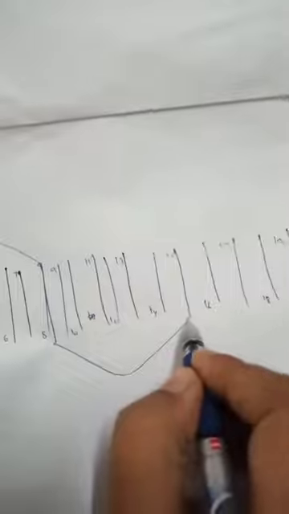So back connections is 1 to 8. Then 8 to 15, I have done. Then 15 to 22, then 22 to 29, then 29 to 6. So 29 to 6 means like this it will go, and 6 will be connected here. Then 6 to 13, like this.